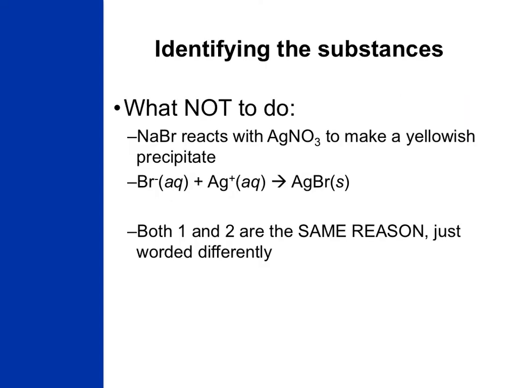So we're going to be looking for a number of things, but one thing to keep in mind is what not to do. You've got to remember when you write down and tell us that, say, sodium bromide reacts with silver nitrate to give a yellow precipitate, that saying that in words is just the same as saying it using a net ionic equation or using the symbols, the balanced chemical reaction. So don't do that. They need to be completely different.